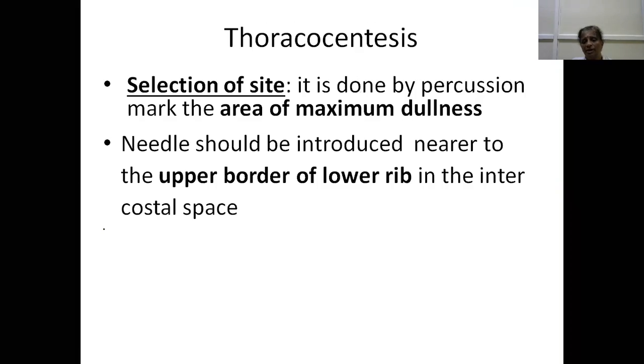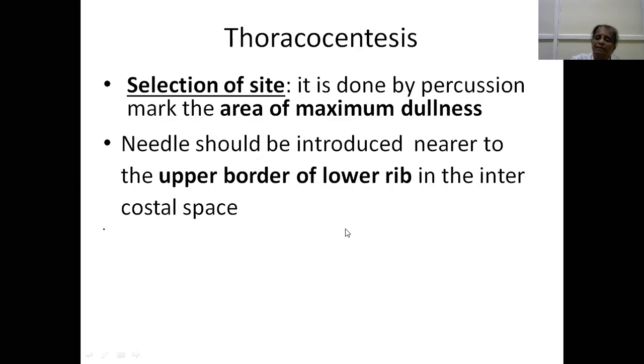Aspiration of pleural fluid. First of all, the first step is selection of site. By doing percussion, you have to mark the area of maximum dullness. Once the area of maximum dullness is identified, then you have to put the needle in the upper border of the lower rib.